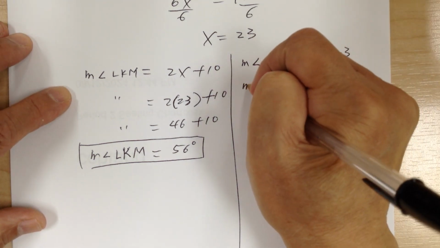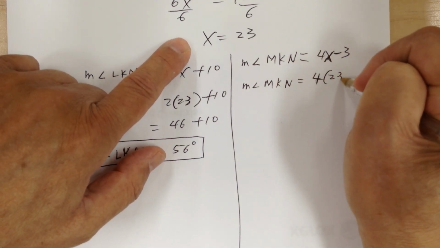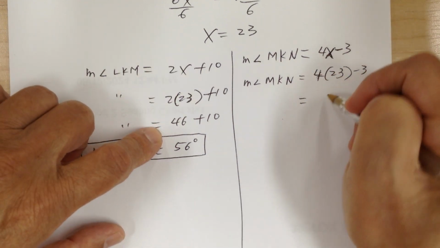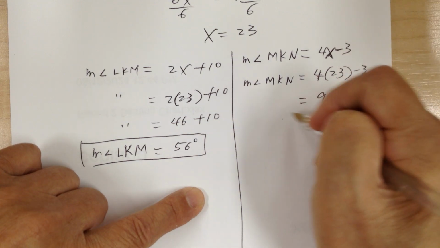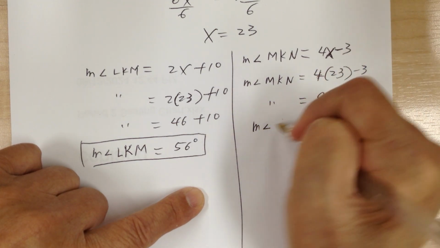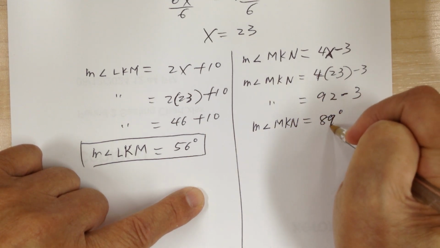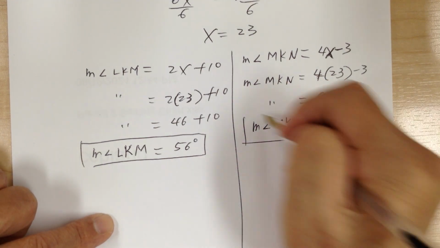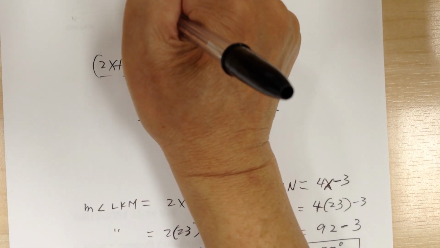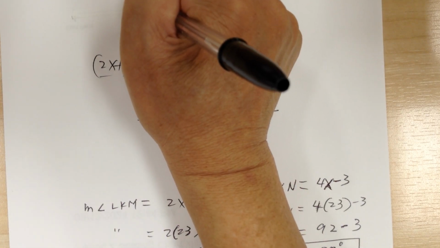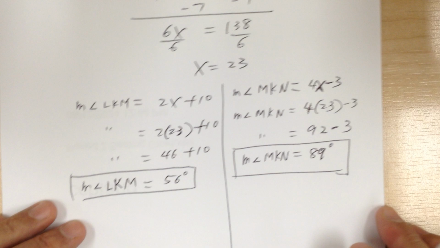Okay, so substitute. Okay, so minus, you get 89 degrees. So as you can see, it's not 90 degrees. So it looks like 90 degrees, but you cannot assume. Okay, so do not assume unless you see the little tiny square. If you don't see that, don't assume it's 90 degrees.